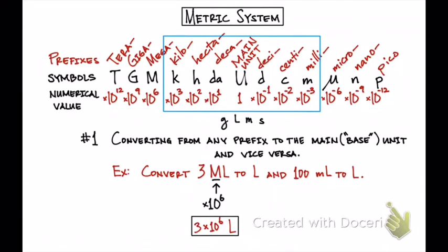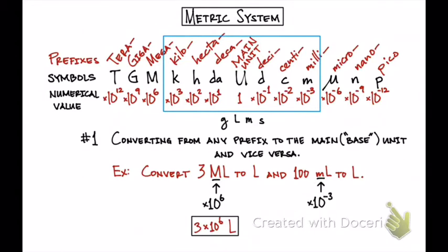Okay, so what about this second one right here, 100 milliliters to liters? So you can see that the prefix that we have here is milli, right? And when you look at the metric system, milli is equivalent to 10 to the negative 3rd power. So it's a negative exponent. So milli is times 10 to the negative 3.